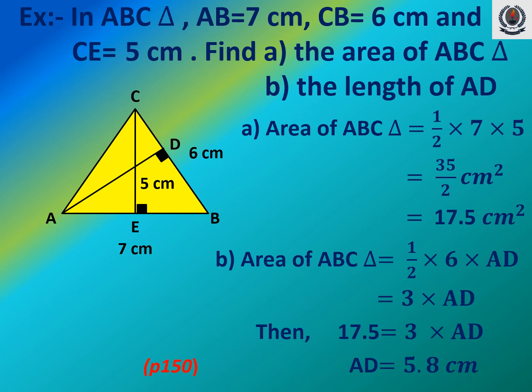Part B: we need to find the length of AD. Therefore, once again we can write down the area of triangle ABC. Half into base is 6, but perpendicular height is AD. Now we can simplify, then 3AD. Now we know earlier we have found the area of triangle ABC, 17.5. Therefore we can equate 17.5 equals 3 into AD. 17.5 divided by 3, the length of AD is 5.8 centimeters.